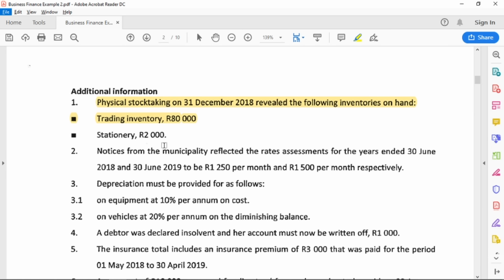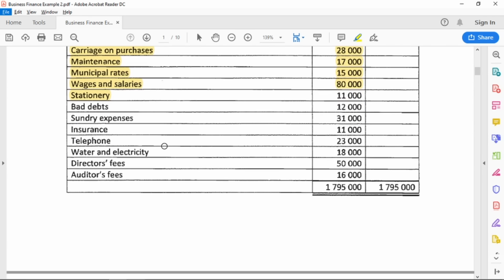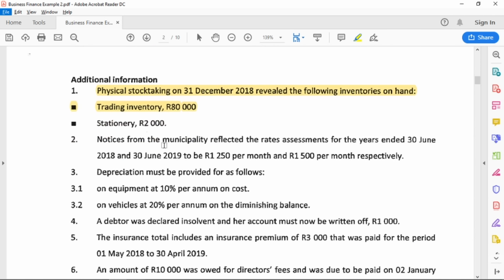Now, here's how you deal with stationery. When you're given stationery in your pre-adjustment trial balance, whenever you buy stationery, you record it as an expense because it's an expense item. However, if you're left with stationery at the end of the period, if they tell you that you have stationery on hand, it becomes an asset. It is an asset because you still have it in stock and you can use it in the next period.